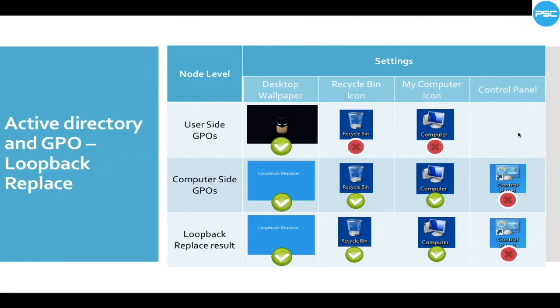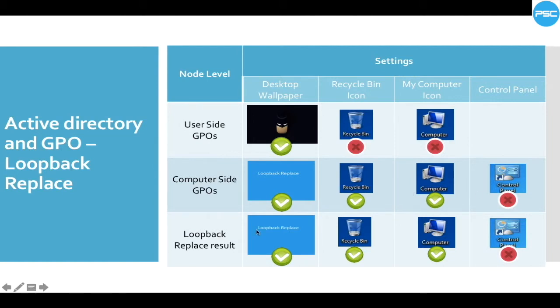So here in this table you can see on the user side GPOs we have configured a custom Batman wallpaper to appear on the desktop, and also we have removed the recycle bin icon and my computer icon from the desktop. And for the control panel we have not configured it in our user side group policies. On the computer side group policy, we have configured a custom loopback replace wallpaper, and we have enabled the recycle bin icon and my computer icon on the desktop for showing. And also we have disabled the control panel on the workstation from viewing.